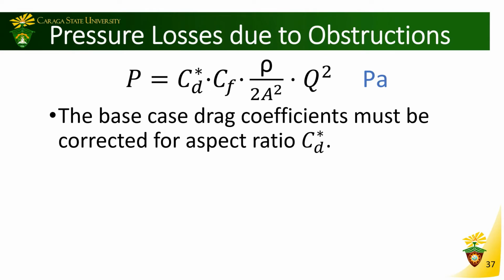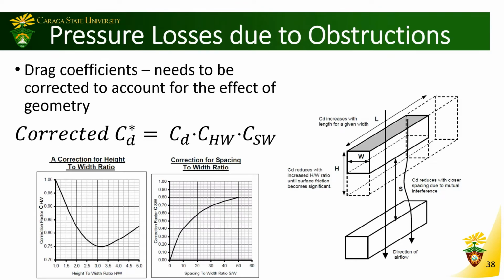The base case drag coefficients must be corrected for aspect ratio. So the drag coefficient needs to be corrected to account for the effect of geometry. The corrected C sub D is equal to C sub D times C sub HW times C sub SW. C sub HW refers to the correction for height to width ratio, and C sub SW is the correction for spacing to width ratio. This is due to the effect of the height to width ratio and the spacing to width ratio.